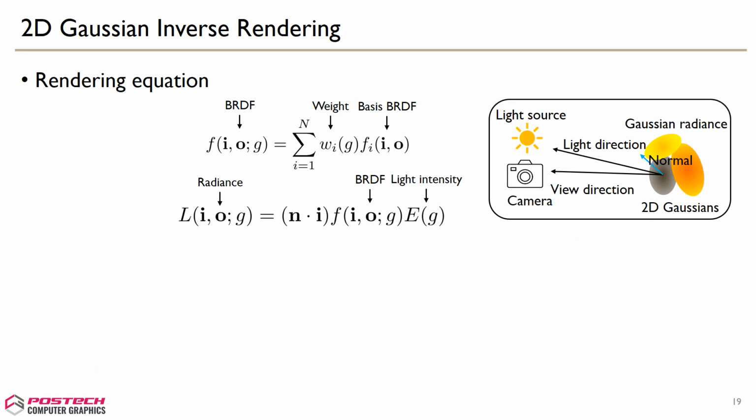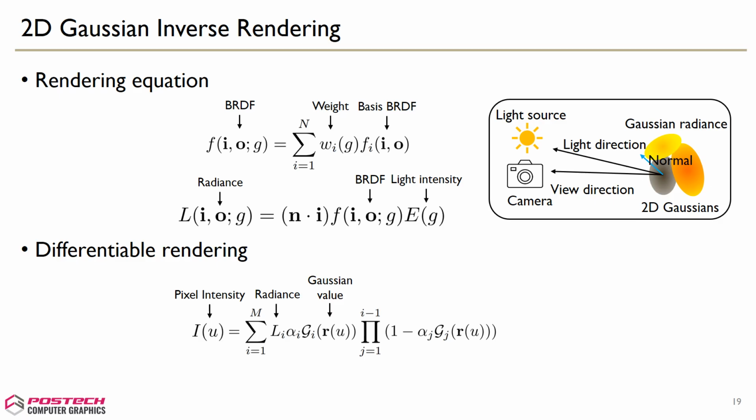Assuming a collocated point light source, we compute the radiance of each Gaussian by evaluating the BRDF using a linear combination of basis BRDFs and spatially varying weights. Then we render an image by alpha blending.